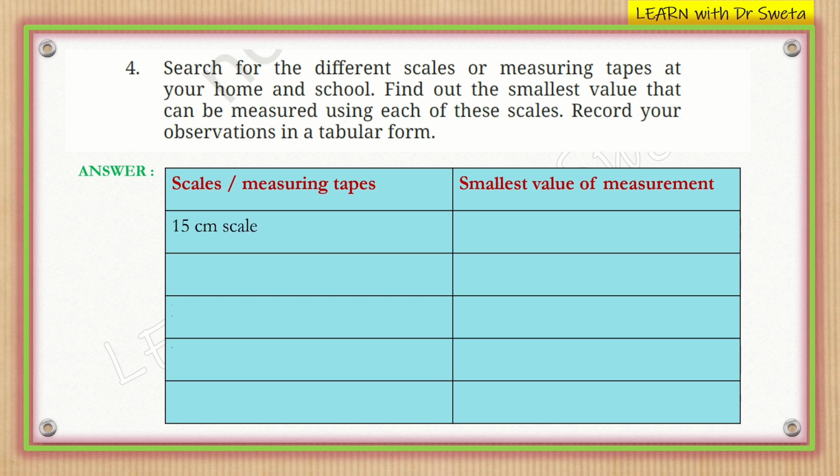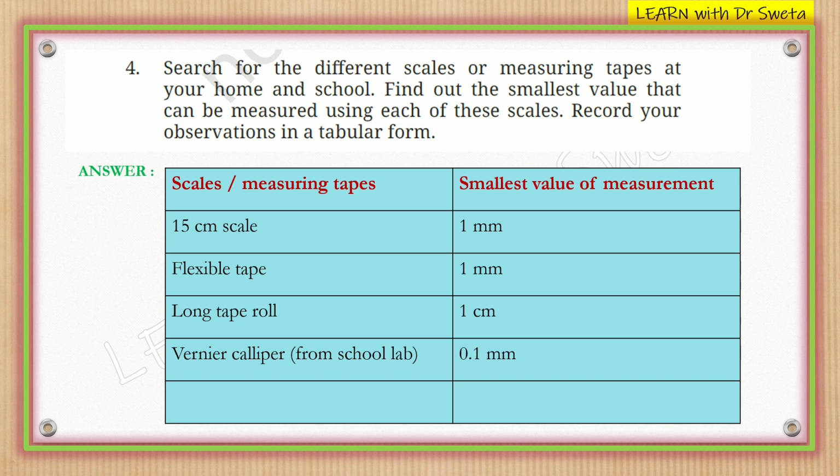So first is 15 centimeter scale. Its smallest value of measurement is 1 millimeter. Second is flexible tape. Its smallest value of measurement is 1 millimeter. Third is long tape roll, and its smallest value of measurement can be 1 centimeter. Next is vernier caliper, and its smallest value of measurement is 0.1 millimeter. Next is screw gauge, and its smallest value of measurement is 0.01 millimeter.